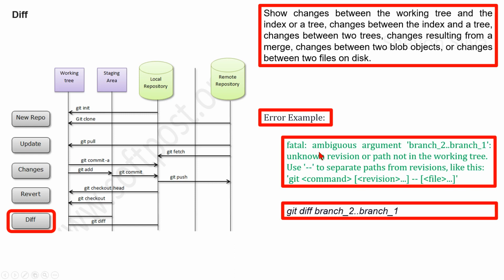As an error example, we can consider this: fatal: ambiguous argument branch_2..branch_1: unknown revision or path not in the working tree. Use -- to separate paths from revisions, like this: git command revision -- file. This error occurred in git diff branch_2..branch_1.